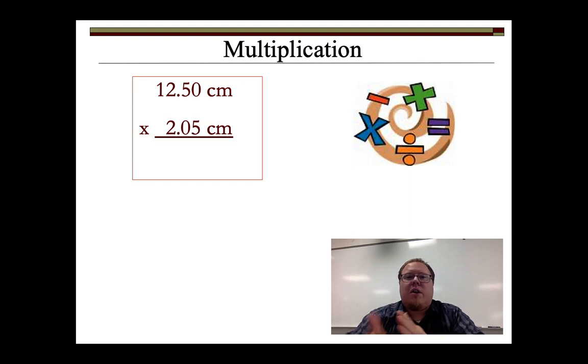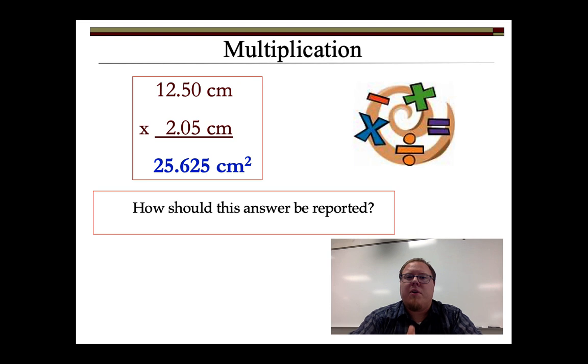Now, area is length times width, so 12.50 centimeters times 2.05 centimeters is 25.625 centimeters squared. That is what my calculator would report to me, a bunch of decimal places. But that looks like I have an accuracy all the way to the thousandth place. 0.625, I mean, the 5 is in the thousandths place. My measurements weren't to the thousandths place. They only went to the hundredths place. So our answer has to reflect our measurements, and it goes by how many significant figures the measurements we use to calculate it have.